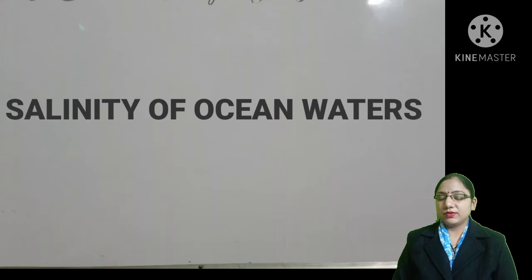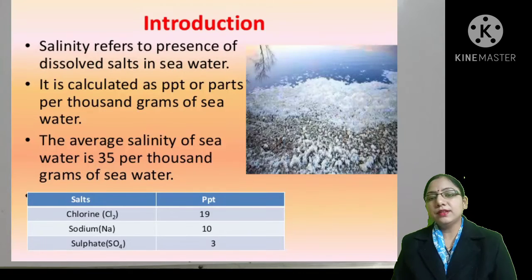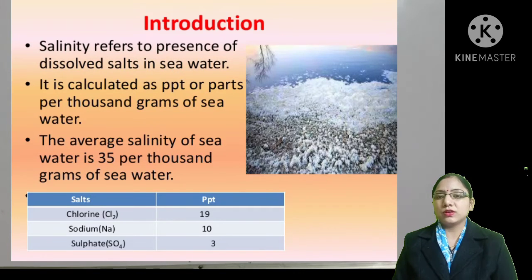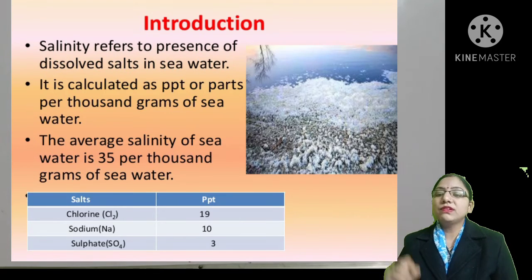Now let's see our today's next topic, that is the salinity of the oceanic water. So students, in this we are going to see the salt and the minerals in the oceanic water, due to which the oceanic water is saline. We know that all water in nature contains dissolved minerals and salt. Salinity is the term used to define the total content of dissolved salt in seawater.